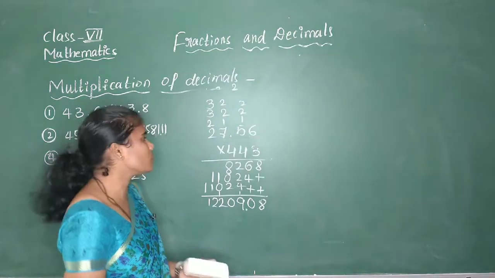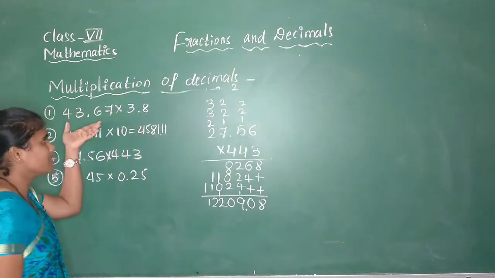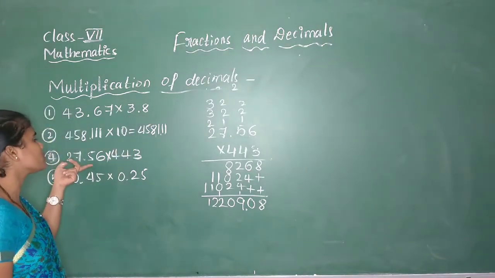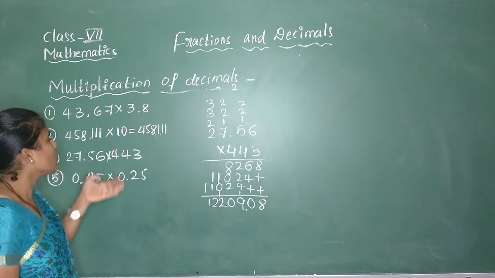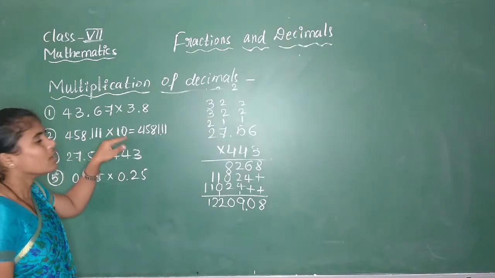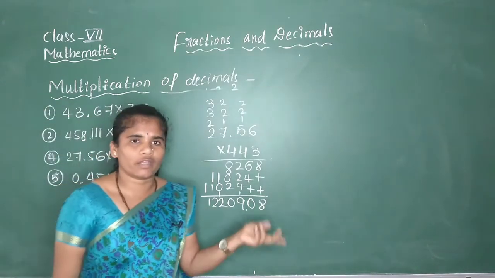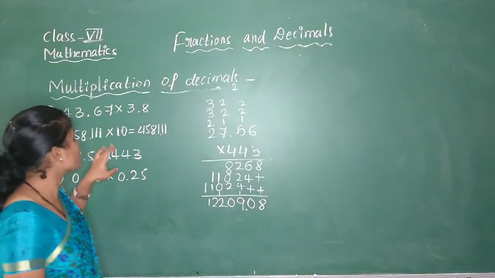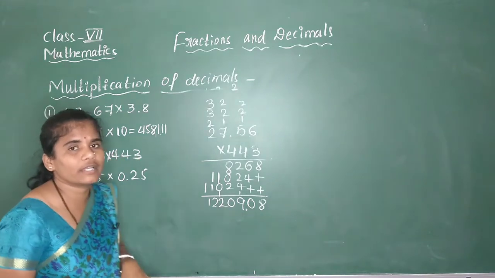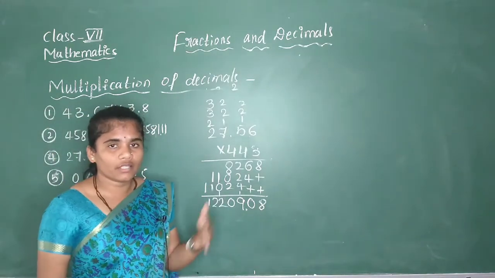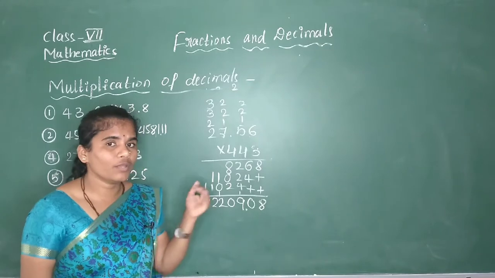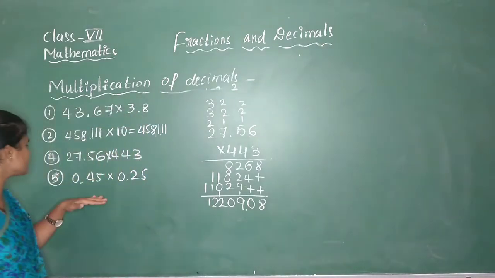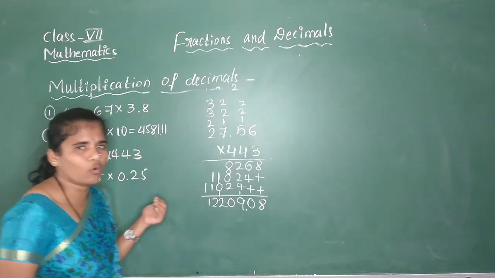I hope you understood how to multiply decimal numbers with decimal numbers, or decimal numbers with whole numbers, or a decimal number with multiples of 10, like 10 squared, that is 10, 100, 1000, 10,000, lakh. How do we multiply easily? I hope you understood that. Try to solve this fifth one at home.